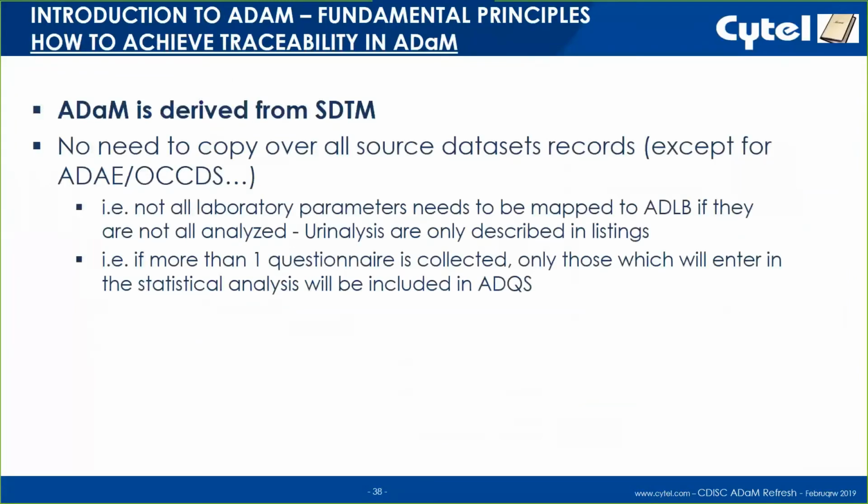So how to achieve traceability in ADaM? As I said at the beginning, ADaM has to be derived from SDTM. There is no need to copy all source records from the dataset. If you are creating, for example, your analysis of laboratory data and it's only focusing on chemistry and hematology, and you don't have any analysis on urinalysis parameters, there is no need to copy urinalysis records into your ADLB dataset. Similarly for questionnaires, if you're only analyzing one questionnaire among the ones you collected, just copy the records of that specific questionnaire.